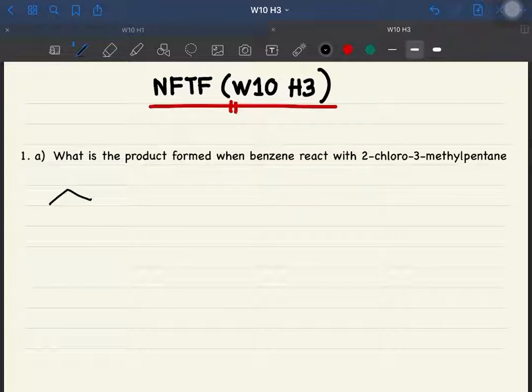So first we have the benzene like this, and then we're going to react it with 2-chloro-3-methylpentane. We're going to start from the carbon chain. The longest carbon chain is going to be pent, 5 carbons. So we have 1, 2, 3, 4, and 5. At carbon number 2, let's say we start the numbering from the left, we have chloro attached, and at carbon number 3, we have a methyl group.